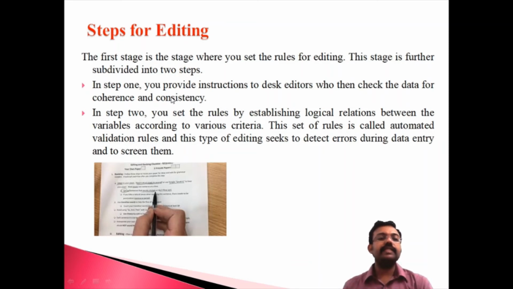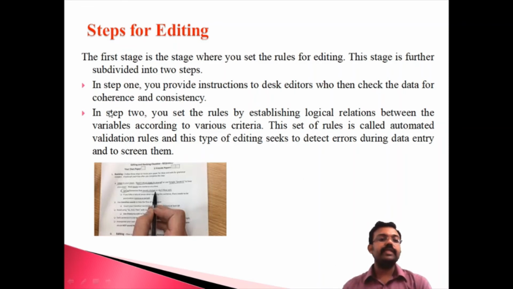The first one is providing the right instruction to the desk editors. Suppose you're a researcher appointing editors for editing the data. You must give the right information to the editor. Provide the instruction to the desk editor, who then checks the data for coherence, that means the systematic side and the consistency. So that's the first important step of editing: give the proper instruction to the editors regarding the consistency and coherence of your data.